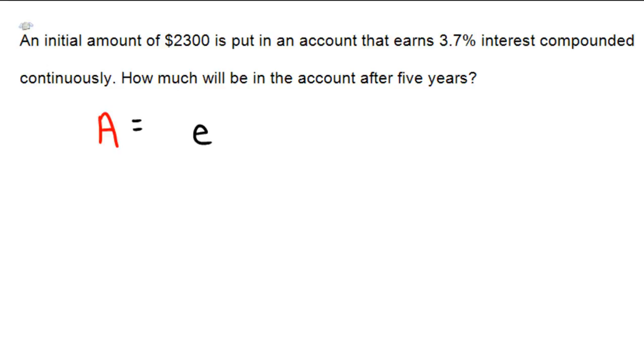So where's our principal amount? Well, that would be the initial, which is located right there. So 2,300 is the initial amount. To the power of the interest rate, looks like there's the interest rate, so that's 0.037 multiplied by the number of years, and the number of years is given right there, it's 5. So this time we need 2,300 e to the power of 0.037 multiplied by 5. Again, going to have to break out a calculator here.